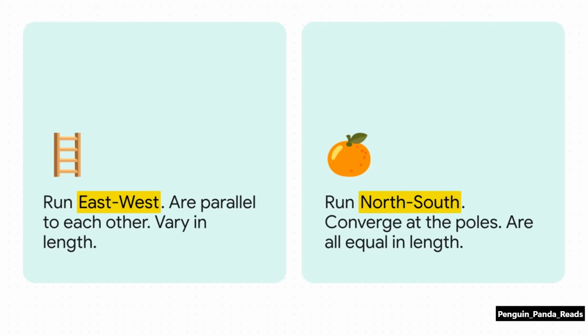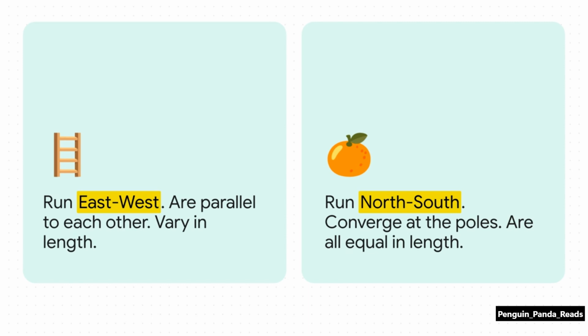So let's do a super quick recap to make sure we've got this. Latitudes are the flat ones, like ladder rungs. They run east-west and get shorter as you go towards the poles. Longitudes are the long ones, like orange slices. They run north-south, all meet at the poles, and they're all the same length.